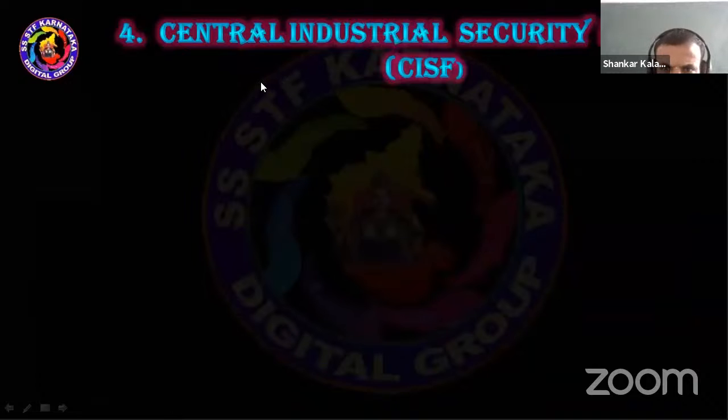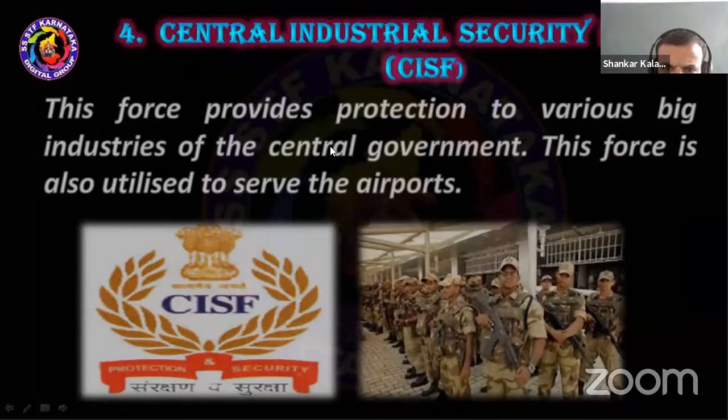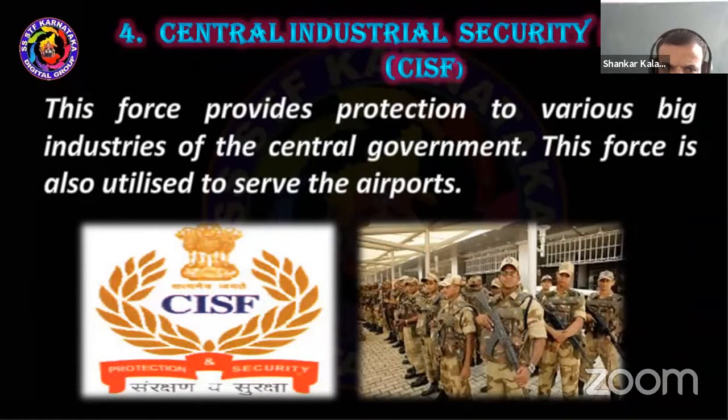The fourth is the Central Industrial Security Force. This force provides protection to various big industries of the central government. This force is also utilized to serve the airports. CISF will protect the big industries of the central government, and it also helps to protect the airports in India.